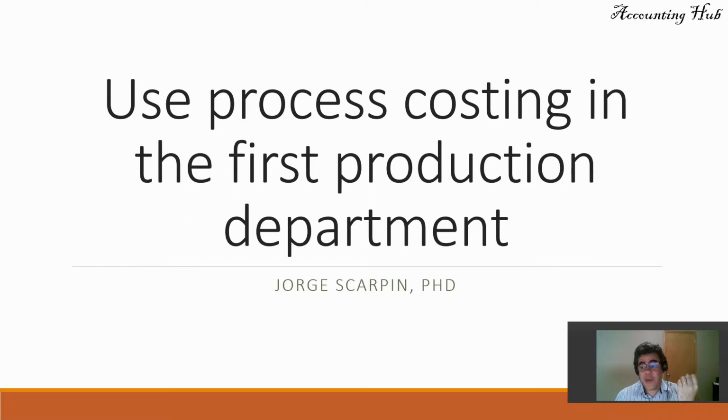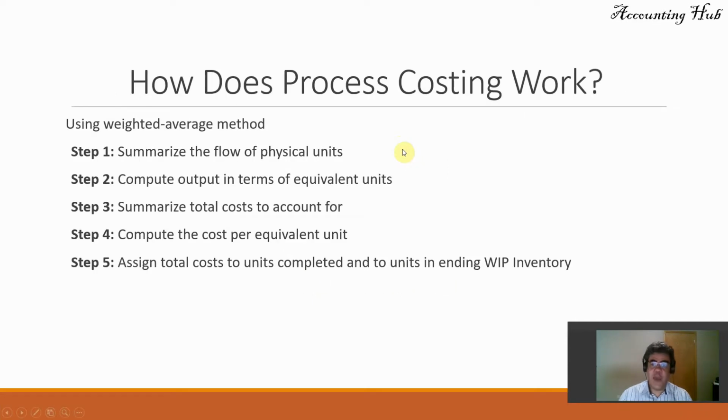So here we will start with our first department. And why the first department? Because we have nothing behind it. And then later we will be talking about the second department and so on. How do we do that? We have 5 steps, using the weighted average method, that is the most common one.